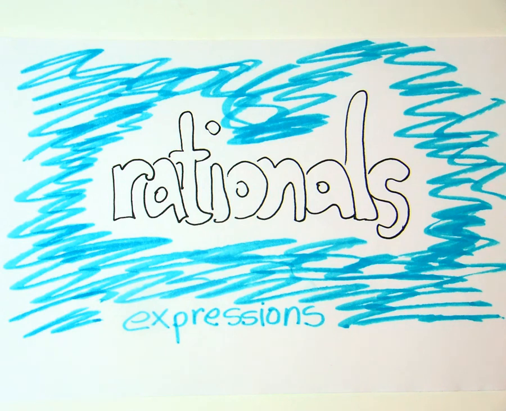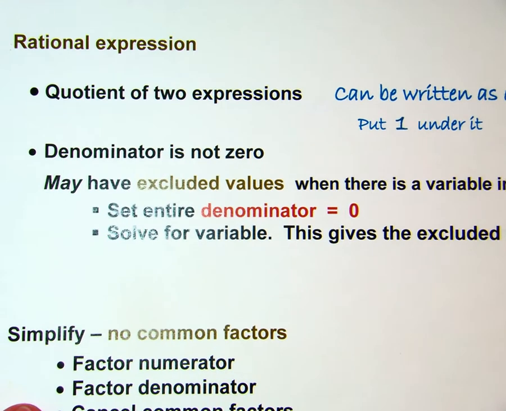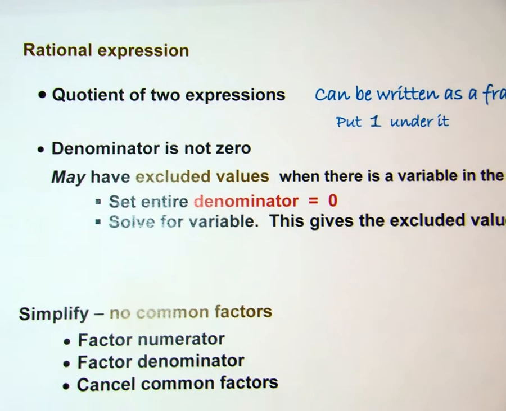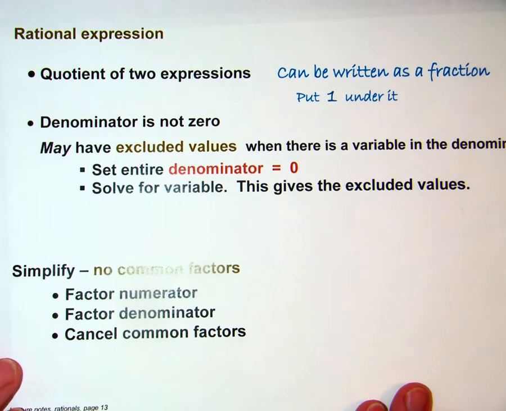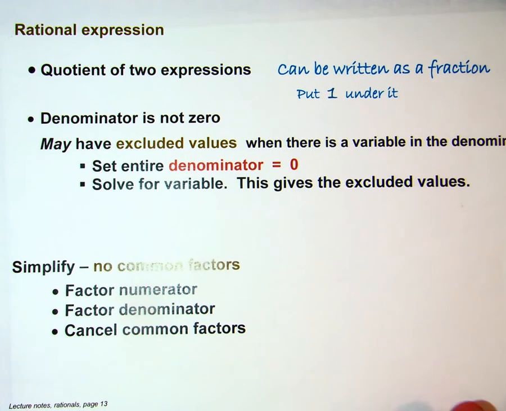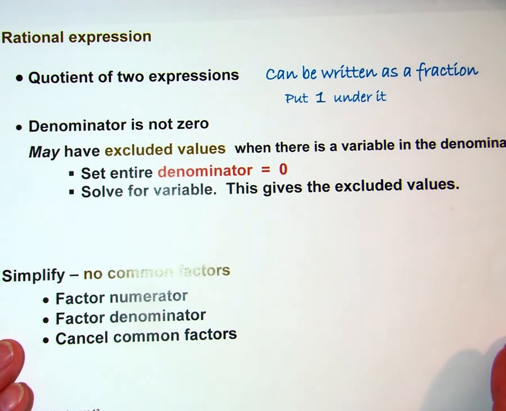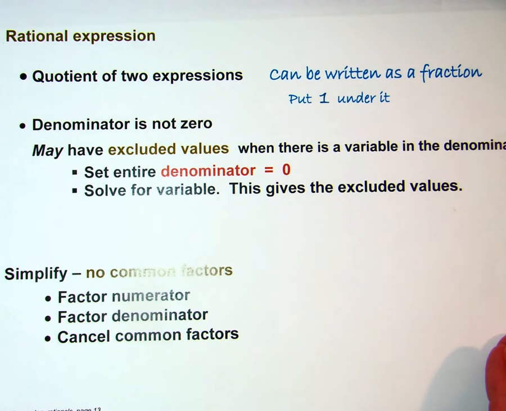This is an Algebra 1 lesson on simplifying rational expressions. So, let's think about rational expressions. A rational expression, in the context that we're using it here, would be the quotient of two expressions. It can be written as a fraction. If you need to, you put a 1 under it like anything else, if it's not already a fraction.